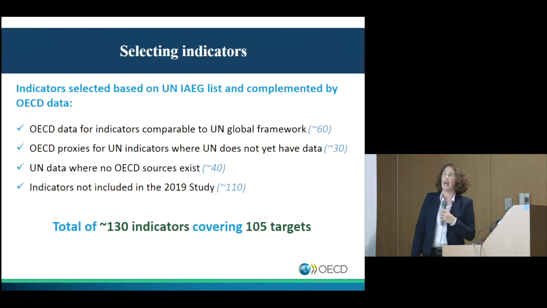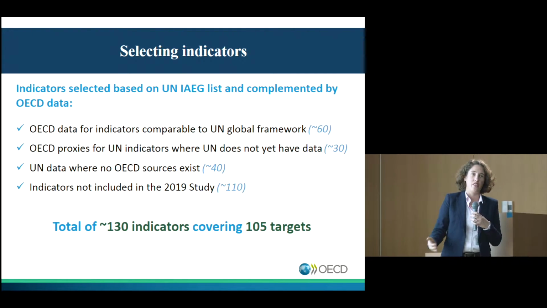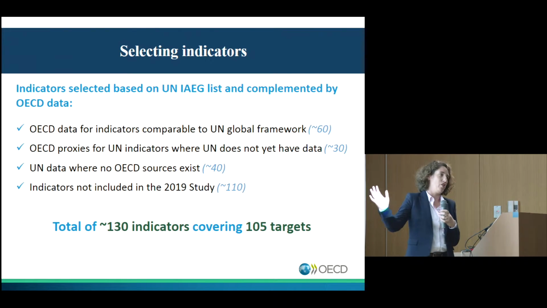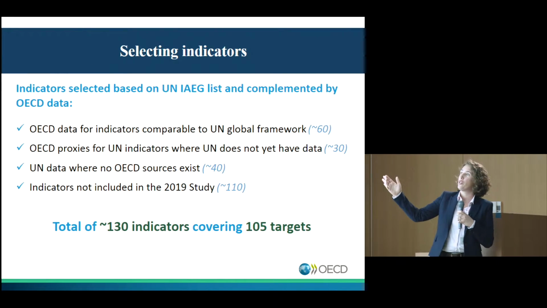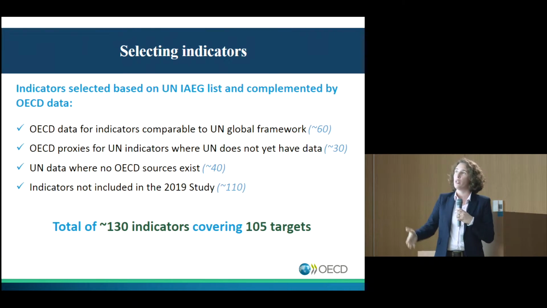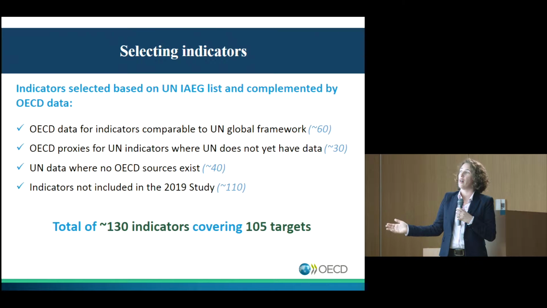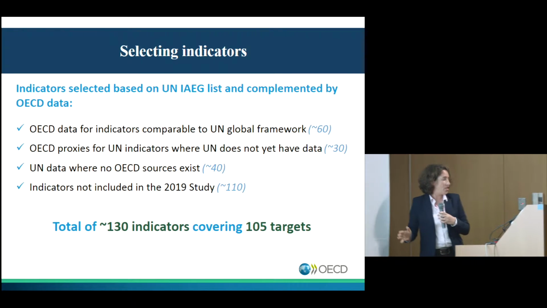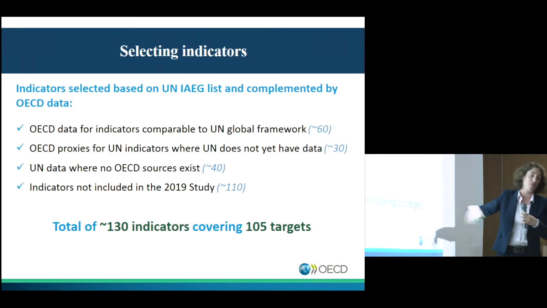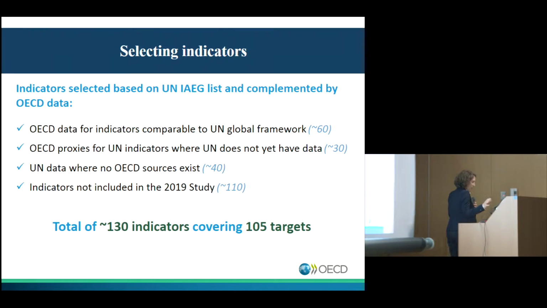Selecting indicators, we were actually asked by our member countries to stay as close as possible to the global list of indicators that was decided on by the interagency expert group, in order not to present an additional layer of interpretation to the SDGs. So from that UN IAEG list, we use data from the UN database. We use OECD data where we have better comparable data for OECD countries, and we use UN data when there's no OECD sources. This gives us a total of about 130 indicators covering 105 targets. These are the numbers that we're actually computing right now for the 2019 update, so it'll probably be slightly different, but this is the kind of ballpark figures.